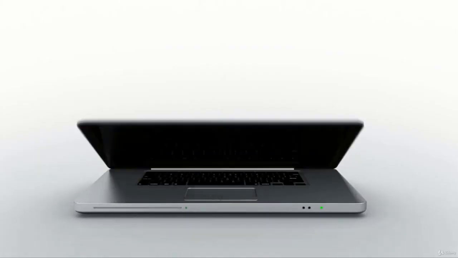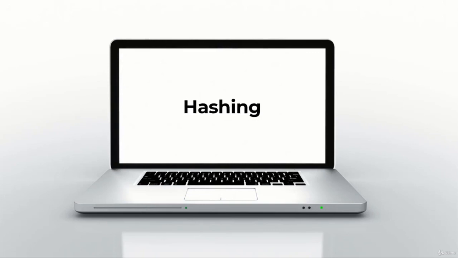In the next lecture, we will study hashing with two types of hashing, MD5 and SHA.